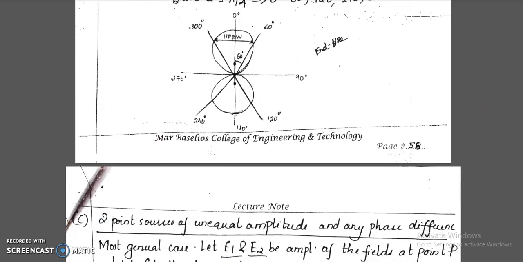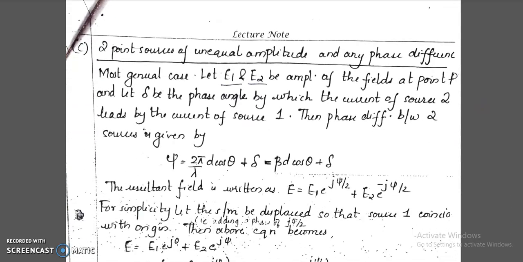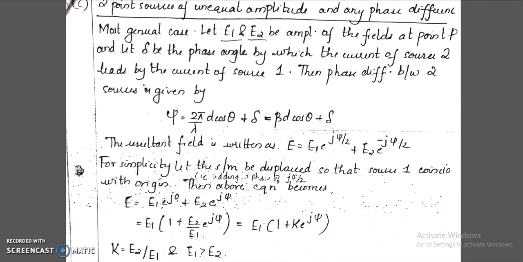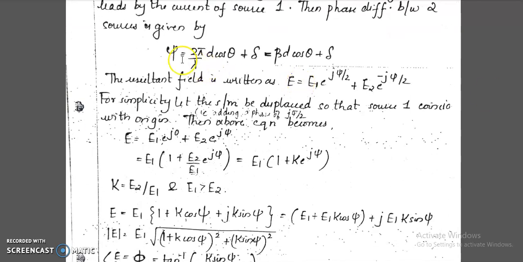Next we can move on to the third case. Here we consider two point sources of unequal amplitude and any phase difference. So the electric fields will be E1 and E2. They are different. And the phase difference is any phase difference. So the total phase difference psi can be represented as beta d cos theta plus delta. Delta is any phase difference.